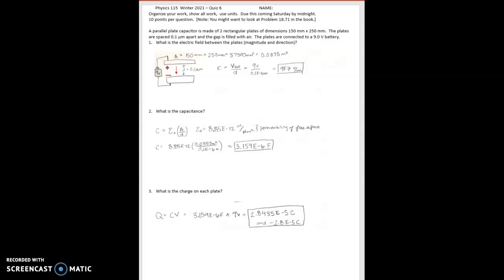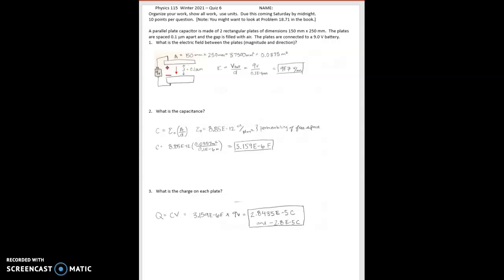And then what is the capacitance? Try saying that word 10 times fast. Just kidding. So the capacitance is easy enough to find because the equation is this right here. I forget how you say this, but the permeability of free space times the area of only one of the plates divided by the distance between the two plates. And so I entered those numbers here and I got 3.159 times 10 to the negative 6 farads.